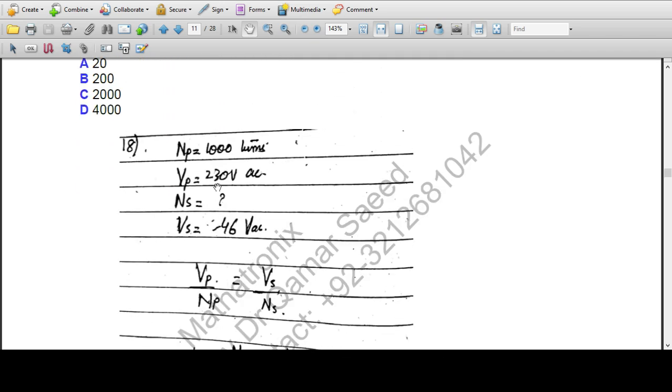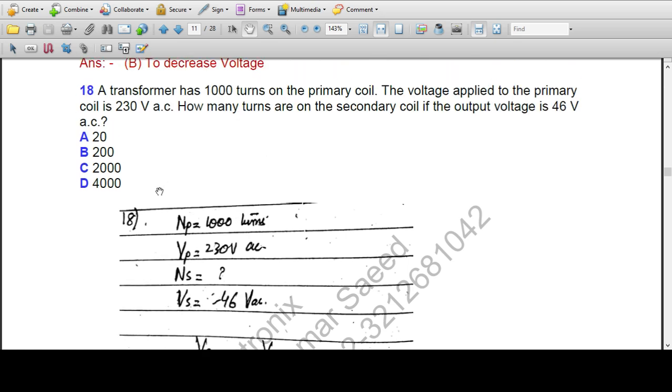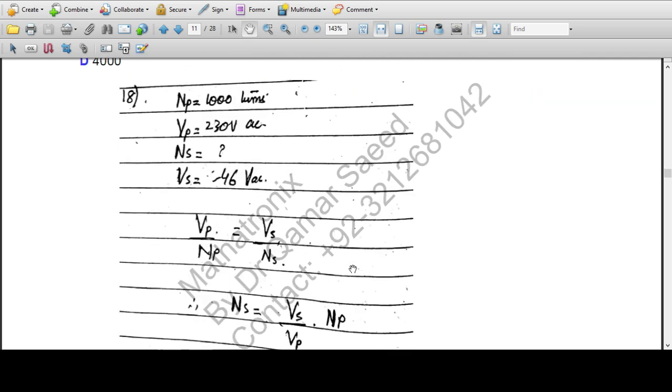From 230 to 46 is 5 times decrease. The voltage decreases 5 times, so the number of turns also decreases 5 times.